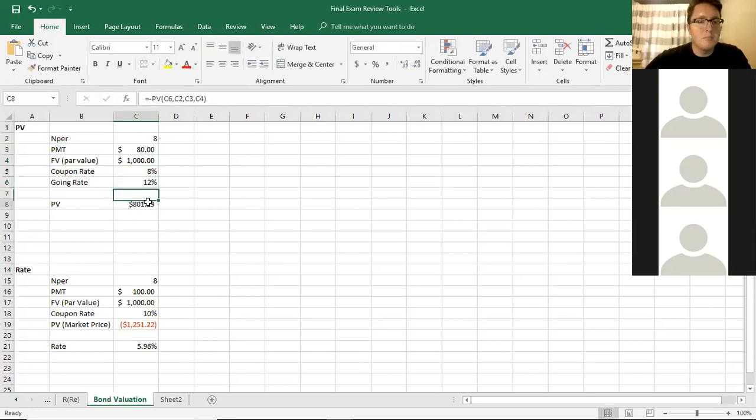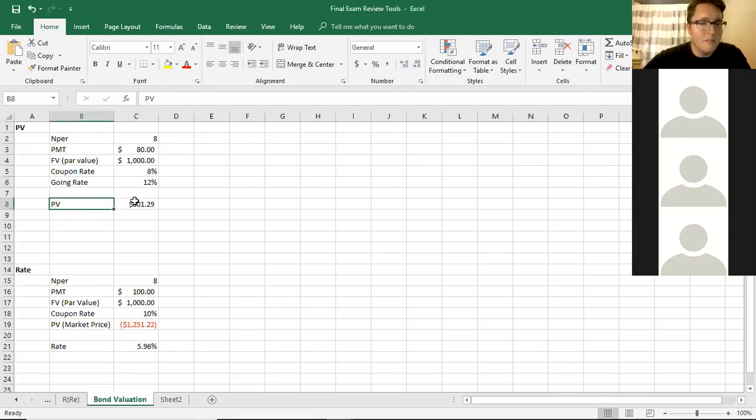So this bond's present value is $801.29. And so you'd say that you're selling this bond at a discount because it's worth $1,000, but you're selling it for $801 because they're getting a higher interest rate on the bond for the remainder of the life of the bond.